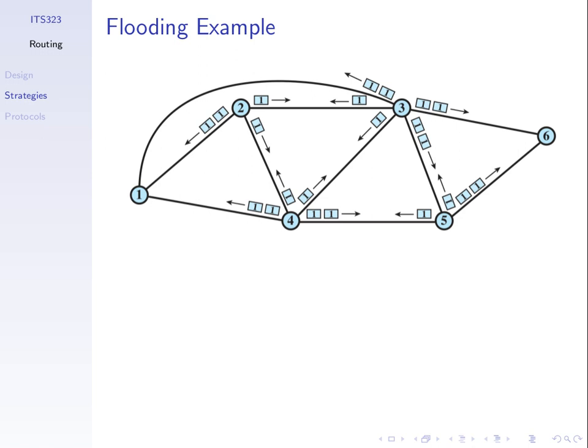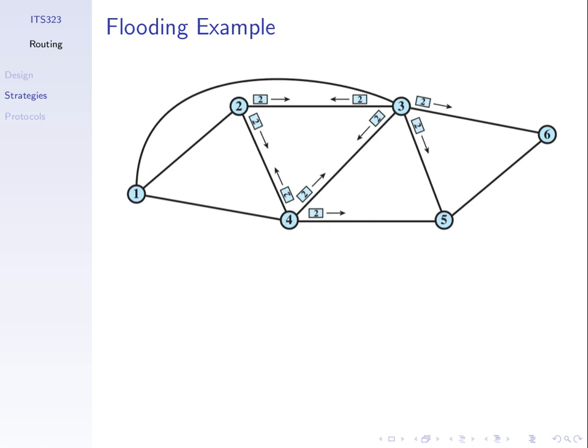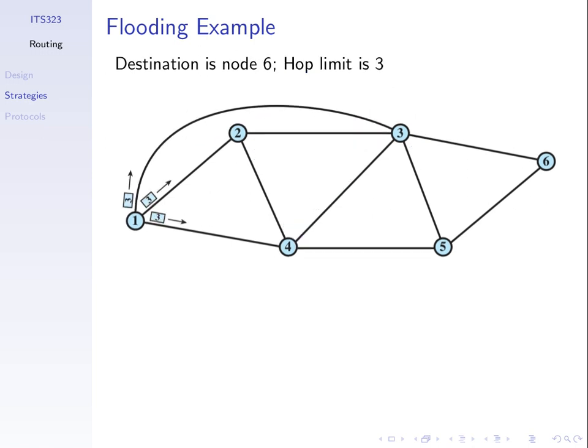Initially, we had a hop limit of 3. That was chosen by node 1. The idea is that it will only be sent 3 times. 1, 2, 3, for example. So after it's been sent 3 times, do not send it anymore. So we'll send no more packets.